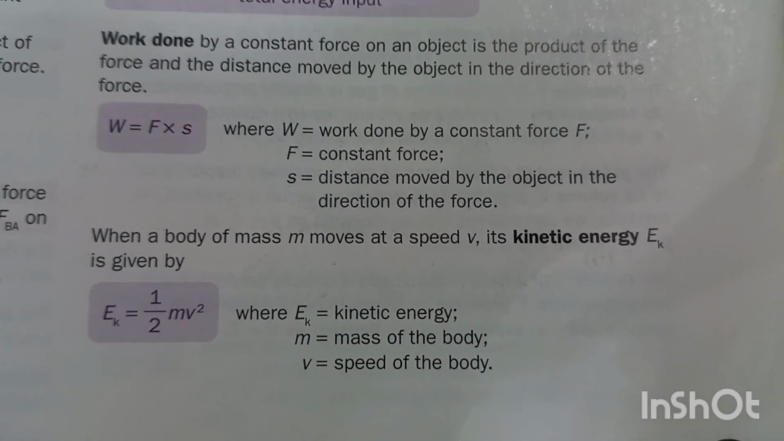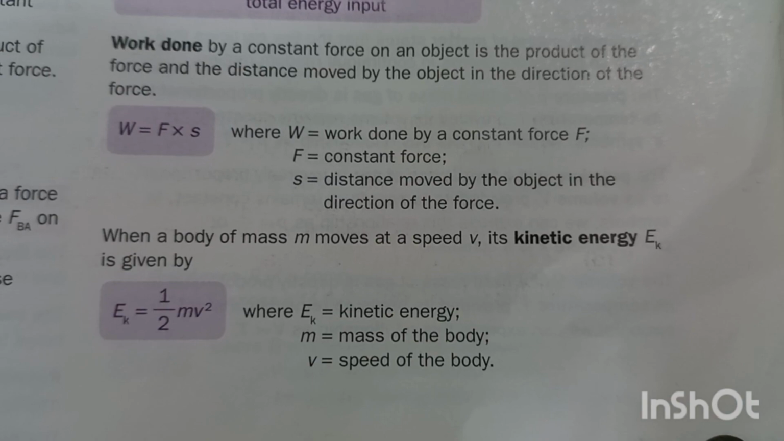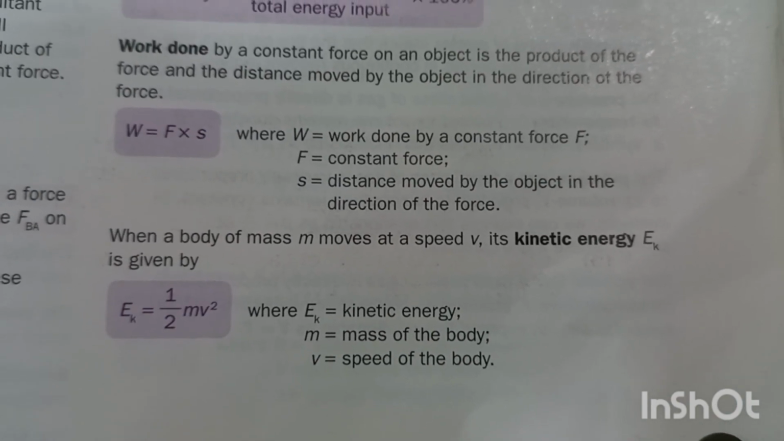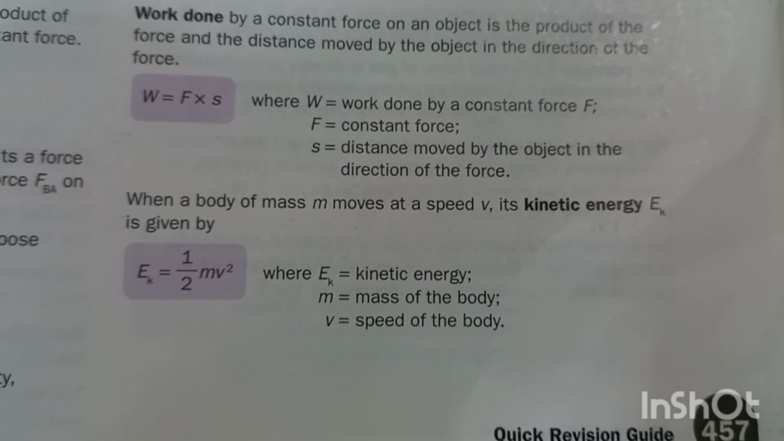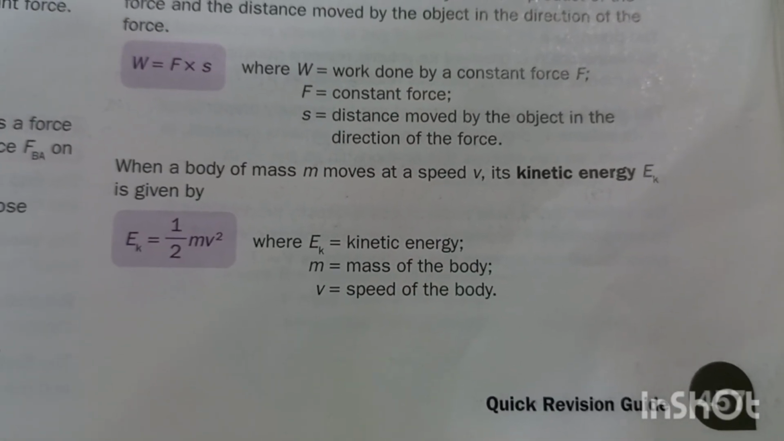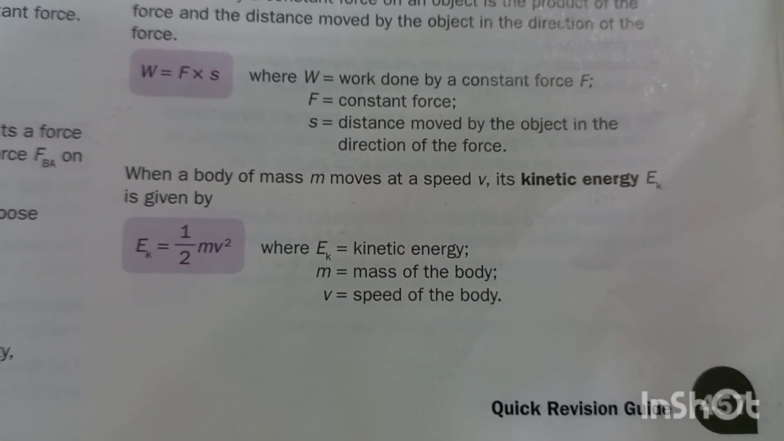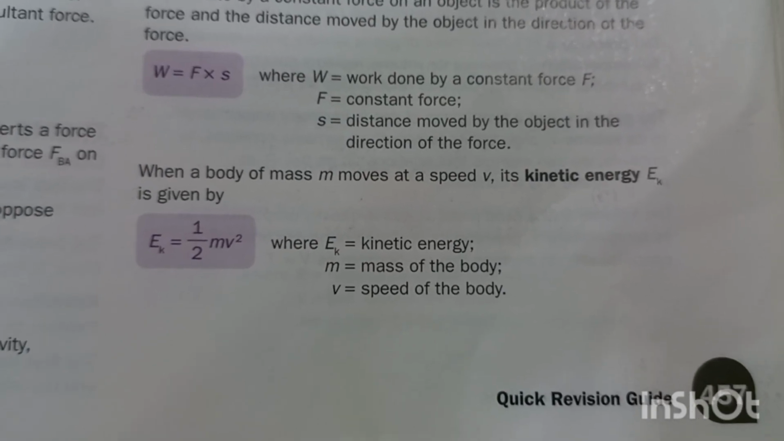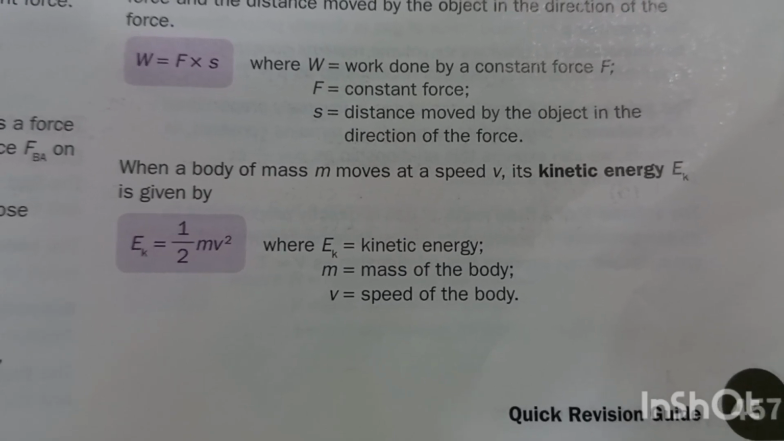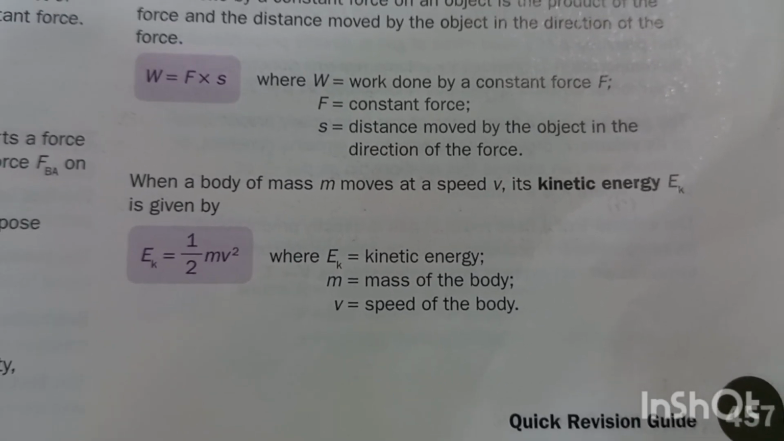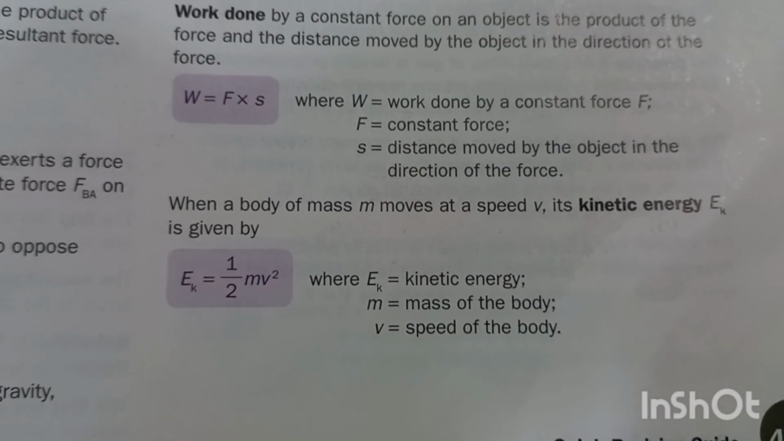When a body of mass m moves at a speed v, its kinetic energy is given by: kinetic energy equals half mv squared, where Ek is the kinetic energy, m is the mass of the body, and v is the speed of the body.